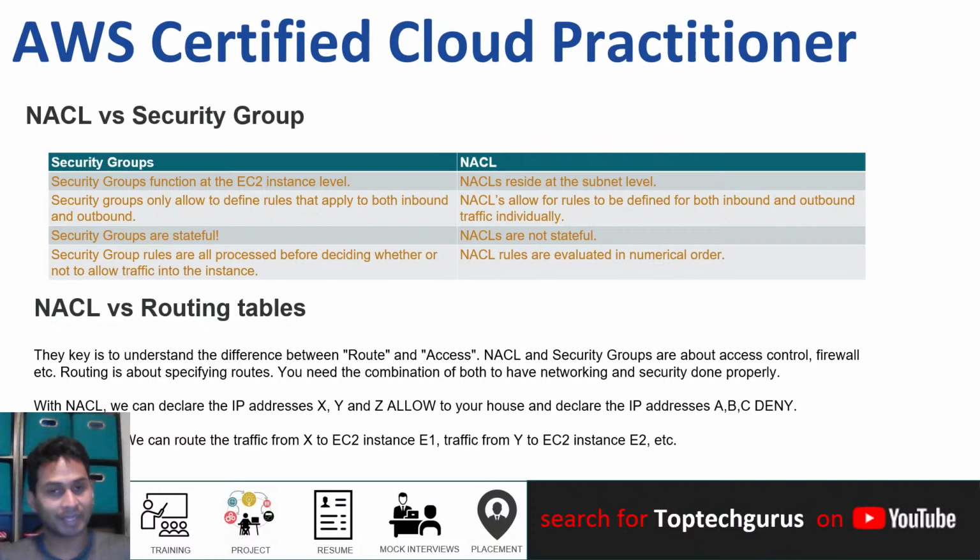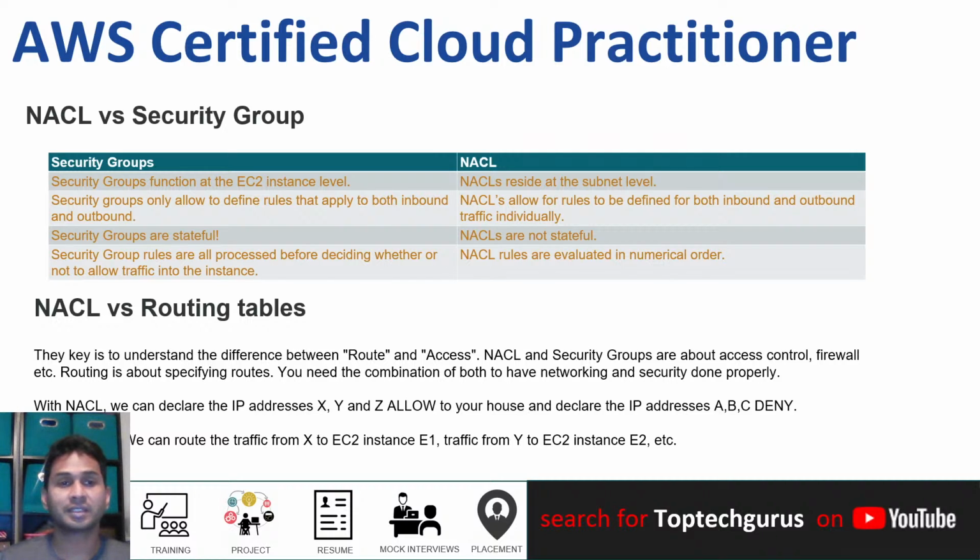You can get access, but after you get access, you also have to have a route which specifies where you have to go. So NACL and security groups are about access control, that is firewall. Routing is about specific routes. So the routing table is about specifying what routes you need to take. But to do security properly, you need NACL, routing tables, and security groups as well. So you need all 3 of them to have your networking security done properly.